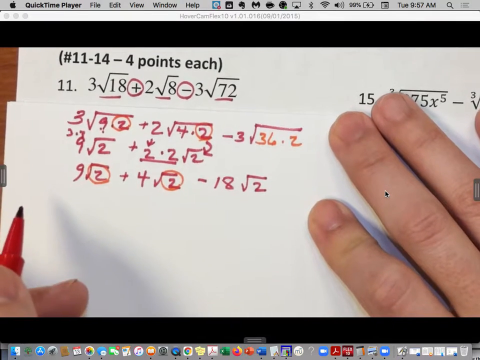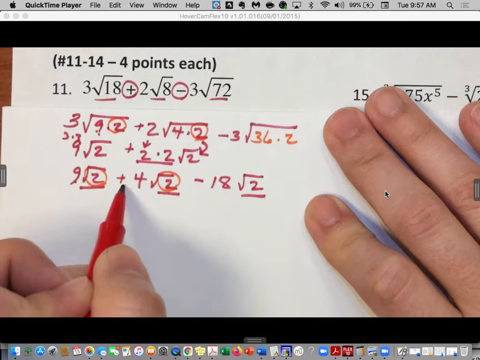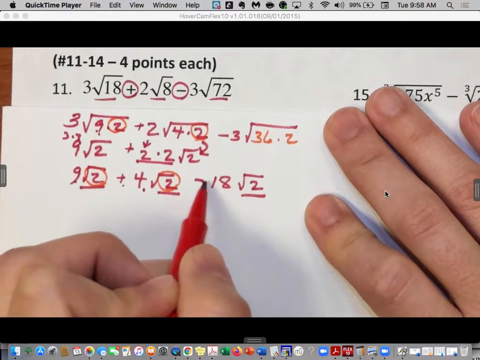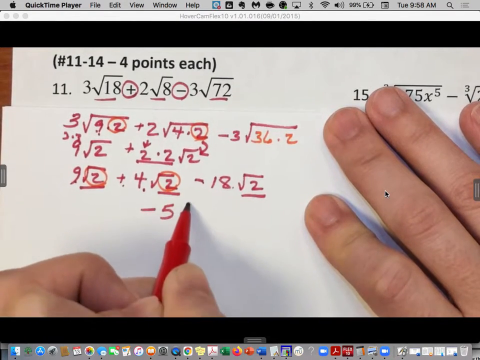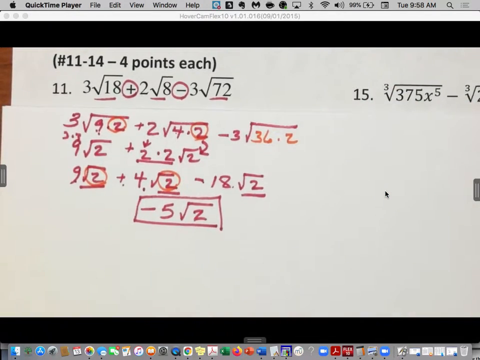Okay, so I now have everything with square roots of 2, so I can just do 9 plus 4 is 13. 13 minus 18 is negative 5. Don't change your radical. You're just telling me how many square roots of 2 you have.